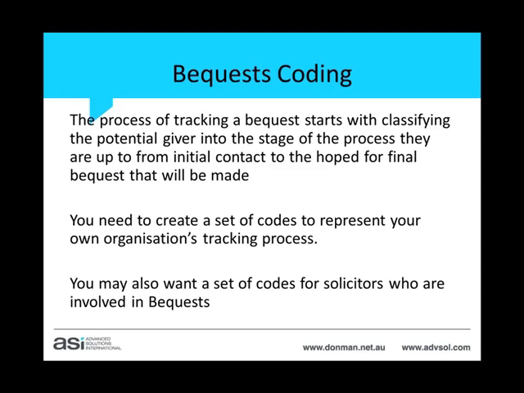You need to create a set of codes to represent your own organisation's tracking process. You may also want to create a set of codes for solicitors that may be used in the bequest record, so if a particular solicitor is administering bequests. There are a couple of other codes there that are also involved in bequests. So basically, we're looking at a process, and I've got some examples of codes here that you might use, but you can create your own.